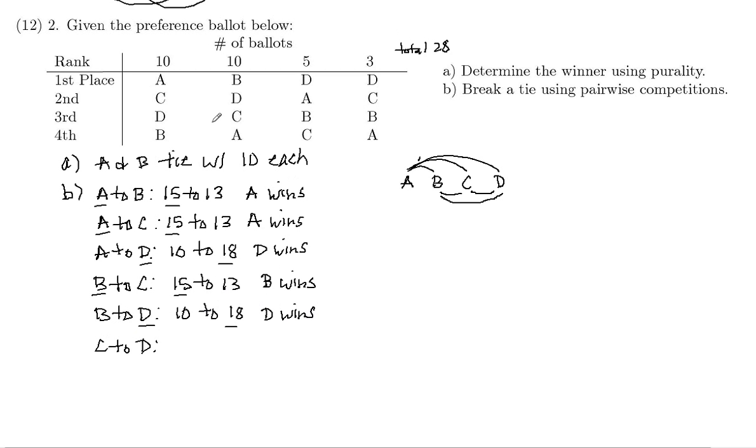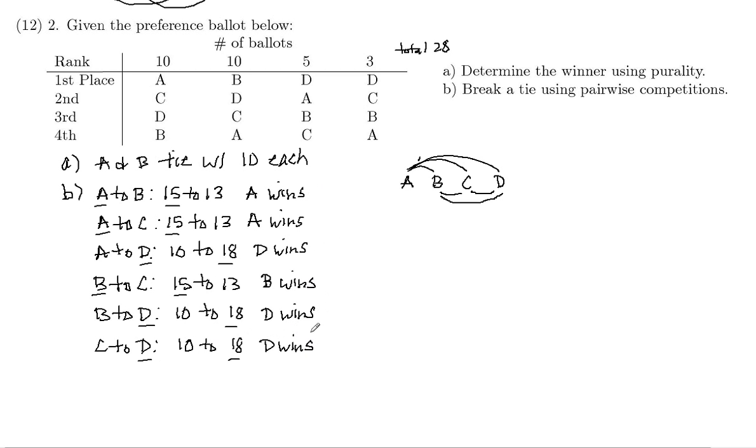C to D, last one. So C is over D there. Switches. Switched, switched. So only 10 times that C is over D. And so that would leave 18 for the other. So 10 to 18. And 18 wins. D wins that one.